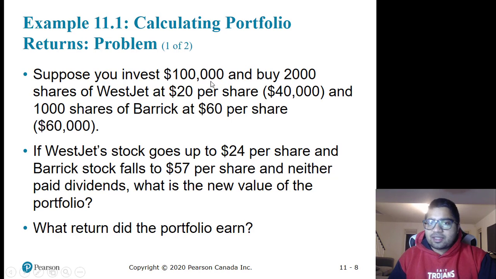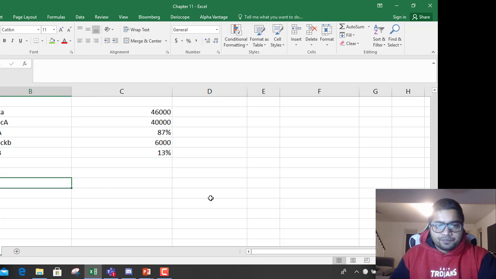Suppose you invest $100,000 and buy 2,000 shares of WestJet at $20 per share, 40,000, and 1,000 shares of Barrick at $60 per share, 60,000. If WestJet stock goes up to 24 from 20 and Barrick stock falls to 57 and neither pays any dividend, what is the new value of the portfolio and what is the return on the portfolio? So let's do that.